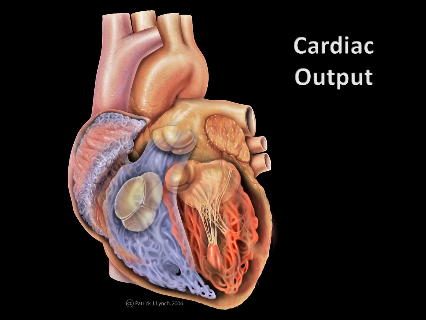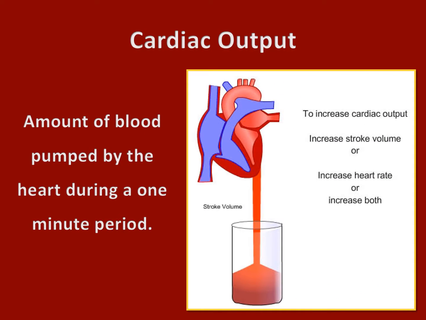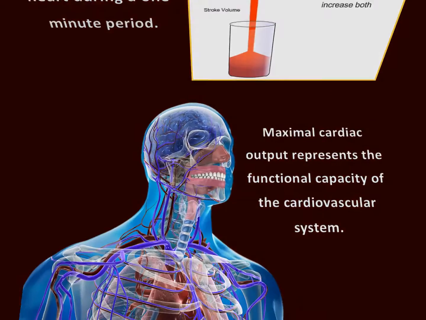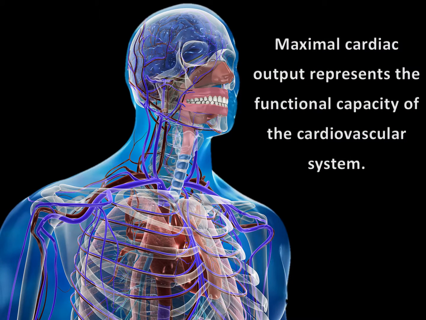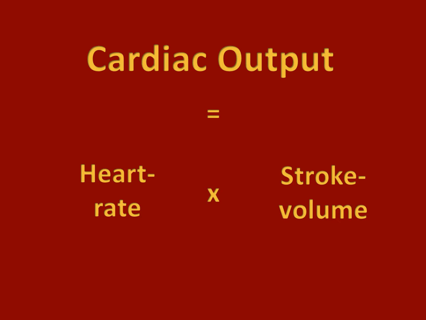The functional capacity of the cardiovascular system is mainly determined by cardiac output. Thus, we will first talk about cardiac output. Cardiac output is the amount of blood pumped by the heart during a 1-minute period. Again, maximal cardiac output represents the functional capacity of the cardiovascular system. Cardiac output is the product of heart rate times stroke volume.